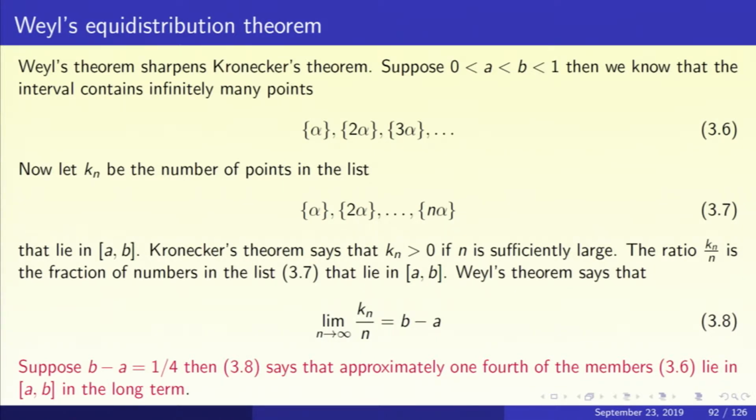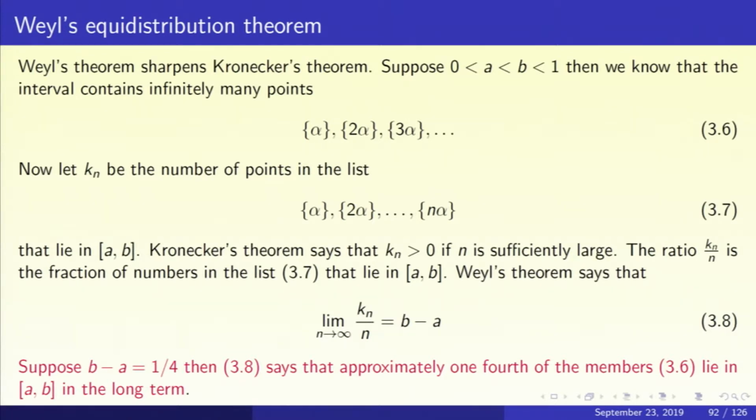So now let us look at the first n elements in the list 3.6, namely the fractional parts of alpha, 2 alpha, ..., n alpha. Now some of these will lie in the interval (a, b), say k_n; that is, k_n is the number of points in 3.7 that lie in (a, b). So now let us look at k_n by n. k_n by n tells you what fraction of the elements in 3.7 land up in the interval (a, b).